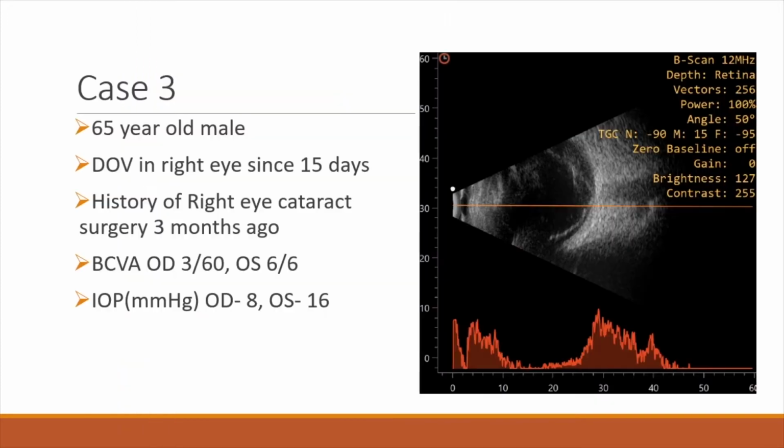The third case, a 65-year-old male, presented with diminution of vision in right eye since 15 days. He had history of right eye cataract surgery 3 months ago. His right eye best corrected visual acuity was 3 by 60 and left eye was 6 by 6. Intraocular pressure in right eye was 8 millimeter of mercury and left eye was 16 millimeter of mercury.